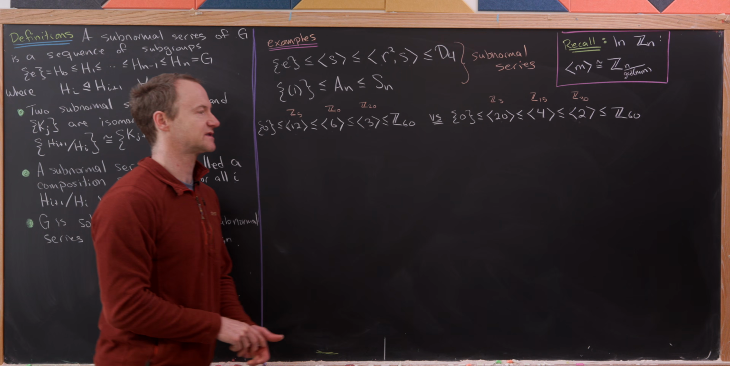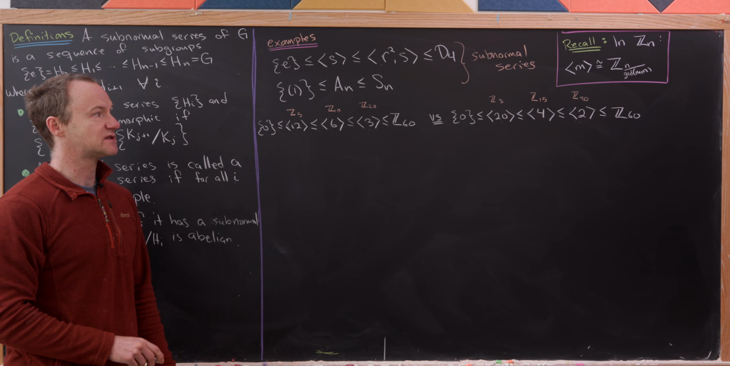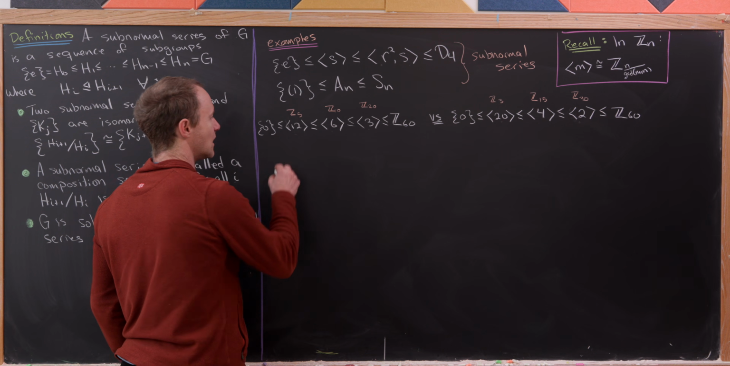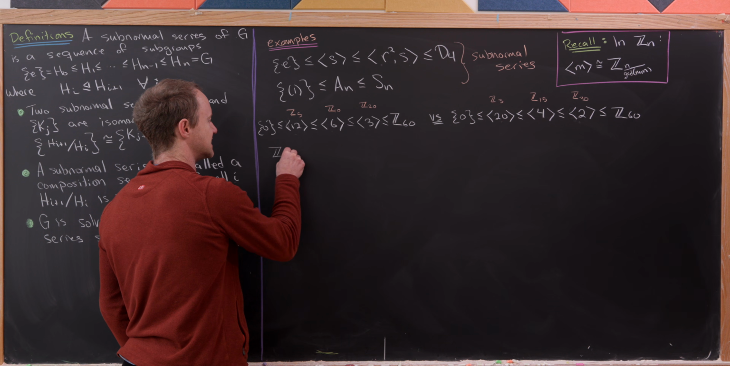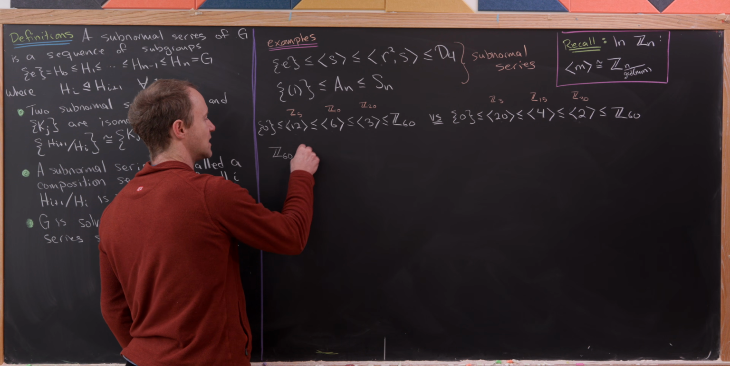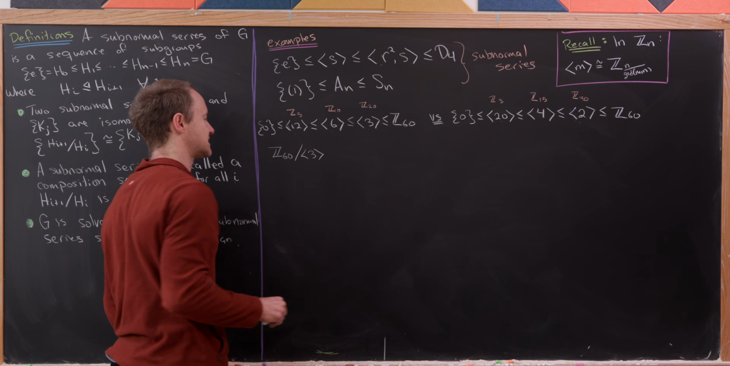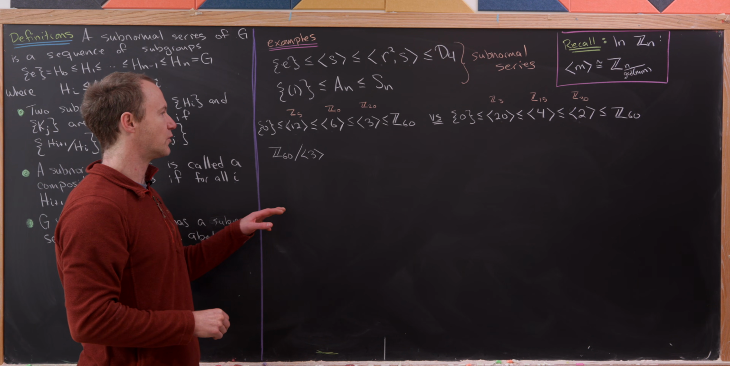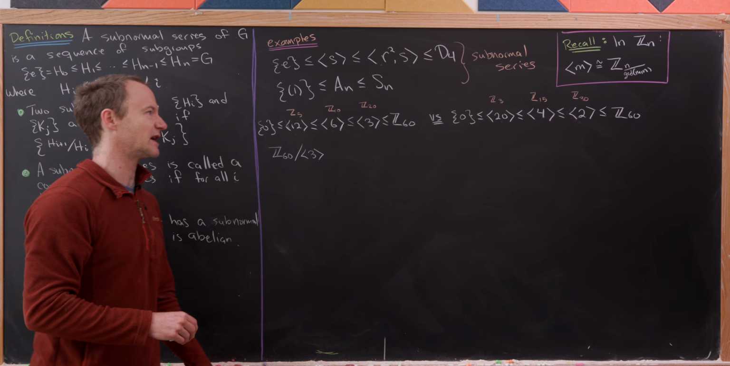Knowing the isomorphism classes of those subgroups will help us easily calculate the quotient groups. Okay, so let's look at Z60, which is the top group, modded out by this cyclic group generated by 3. We know that's going to be a group with 60 divided by 20 elements.